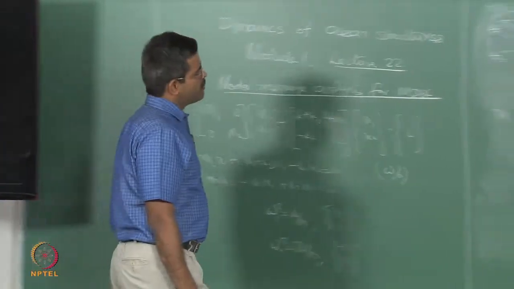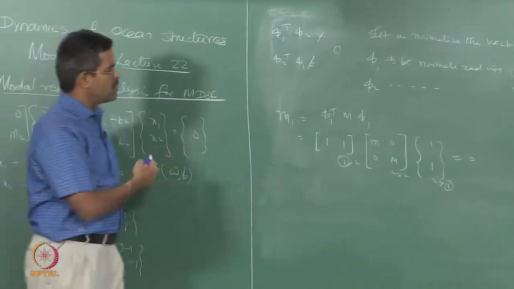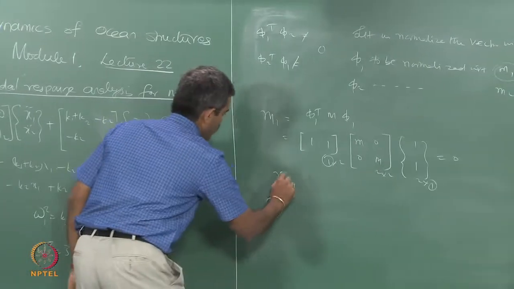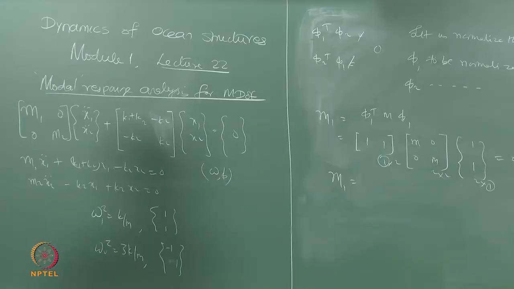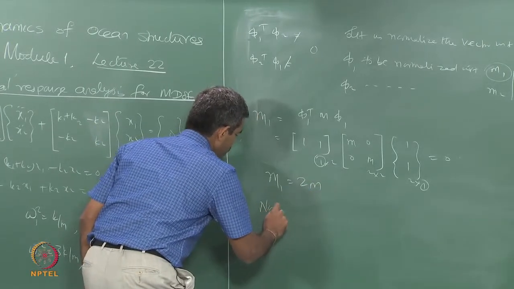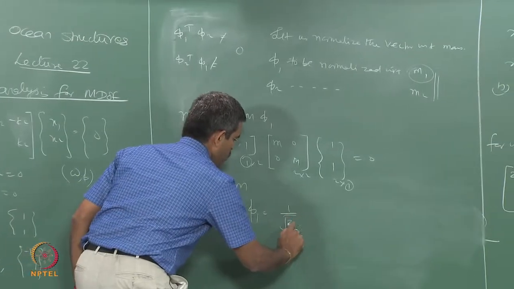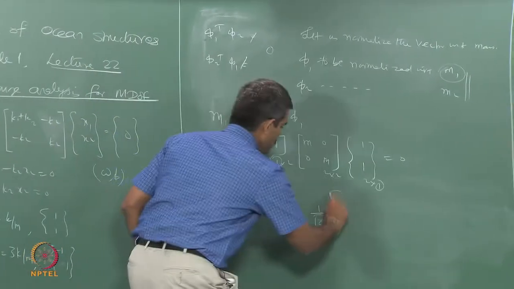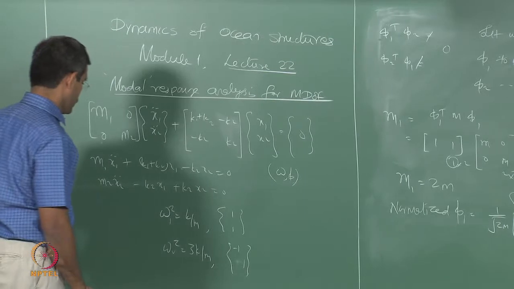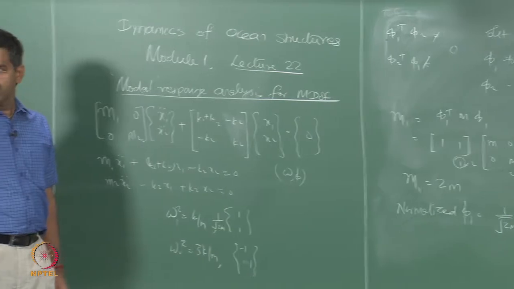One can ask me a question: if I normalize, what is the advantage? Please wait, I will show you the advantage later. But let us first normalize this. Can you do this? What is the value of M1? Simple multiplication, just find out the value of M1. M1 is going to be equal to 2M. Therefore, normalized phi 1 should be 1 by root 2M of 1 and 1, that is all, simple. I will write down the value here: 1 by root 2M of 1 and 1, normalized.